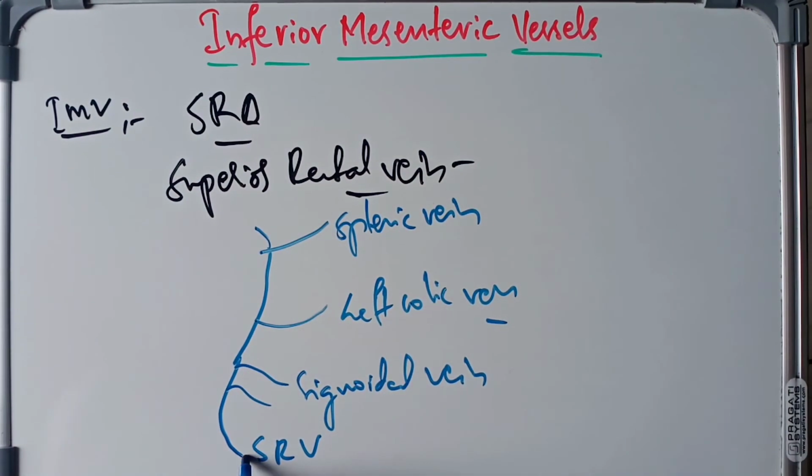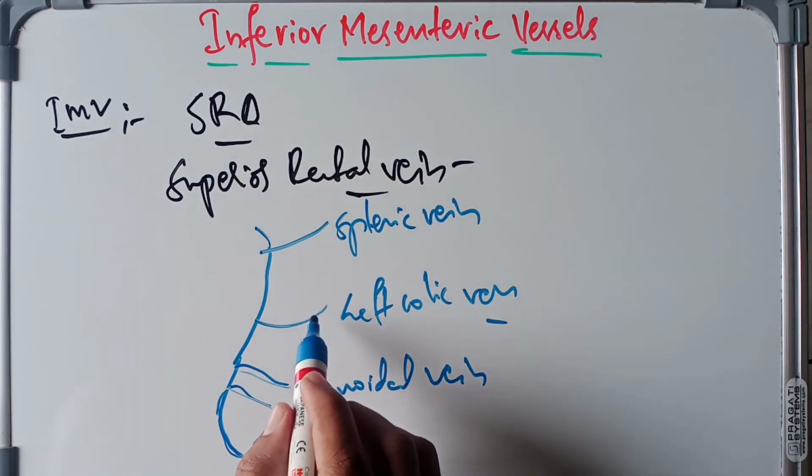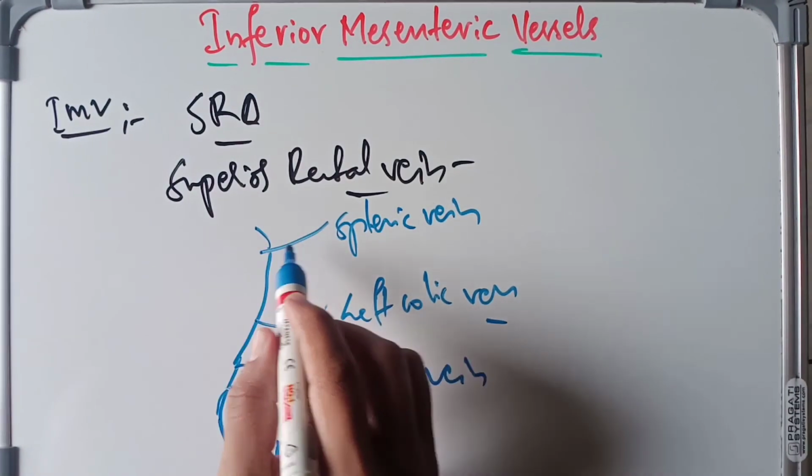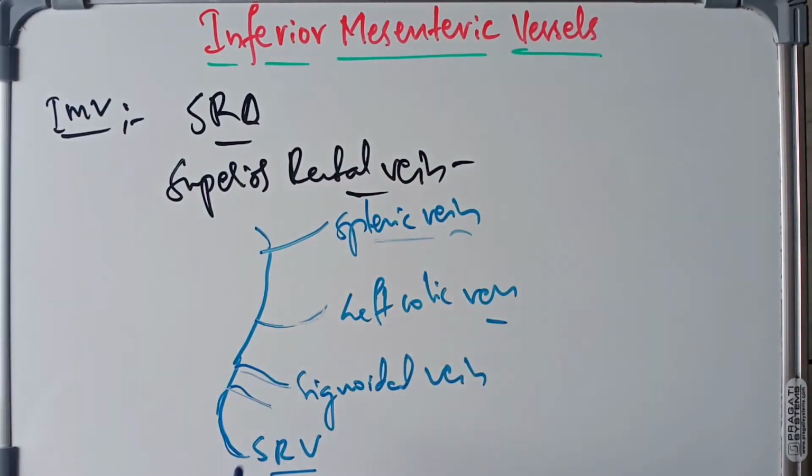So the superior rectal vein forms the inferior mesenteric vein. It will receive tributaries from the sigmoidal veins and also the left colic vein. Finally it will join the splenic vein. So this is about the inferior mesenteric vein.